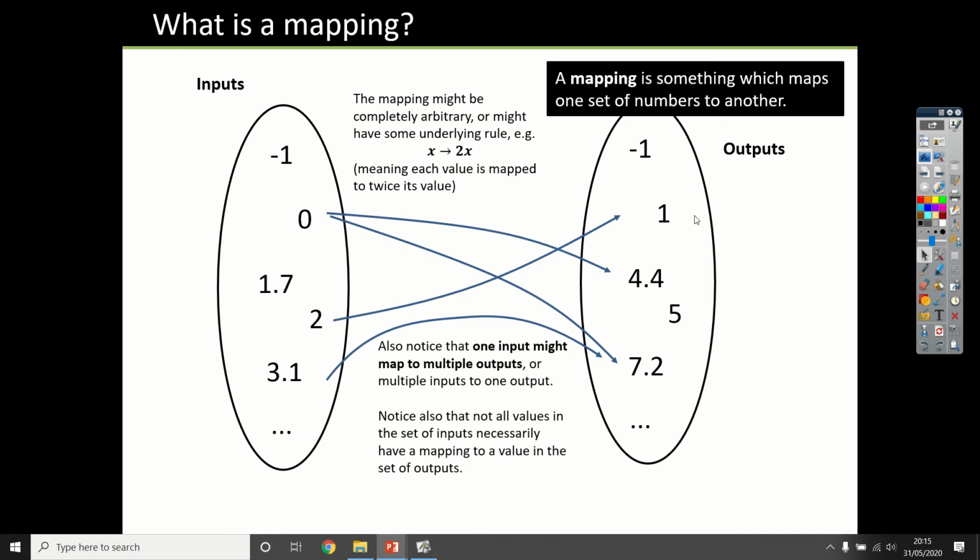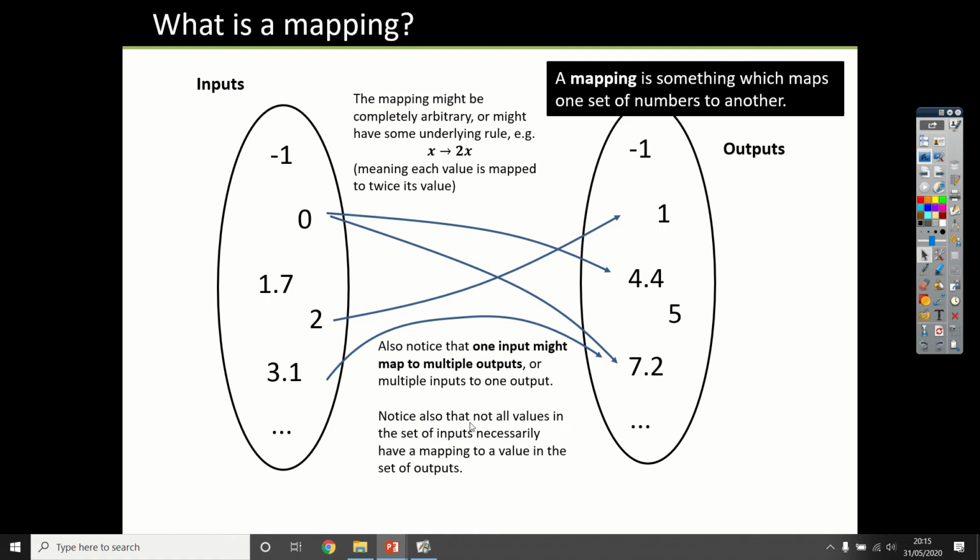Notice as well that there's certain things that can happen with these arrows. You might have one input mapping to multiple outputs, which is the case for this 0, with the two arrows coming out of it to the 4.4 and the 7.2. Or you might have multiple inputs for a single output, which is shown by the 7.2. This one here is one output, but it's got multiple inputs, the 0 and the 3.1. And we're going to talk about what that means in terms of functions and how that relates to the picture as well.